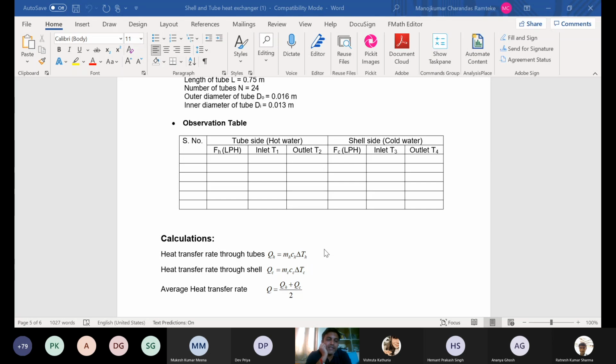So what I can suggest to the students is, if the data is not available, in that case you use the constant flow rate. It doesn't matter, because your aim is to calculate U, isn't it? Correct? Yes, sir. So it's not going to vary. Okay, if I look at the table, just wait.